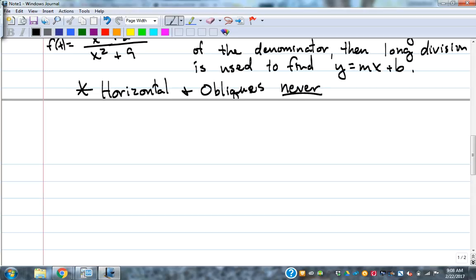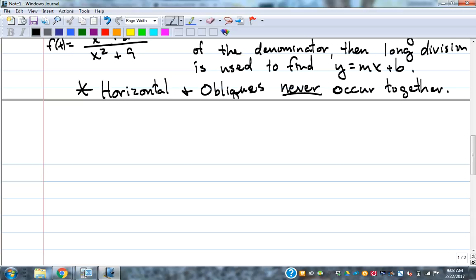never occur together. You're never going to have a horizontal asymptote and an oblique because the rules for the degrees on the top and bottom, they're not the same, so you can't have them together. So there should never be that.